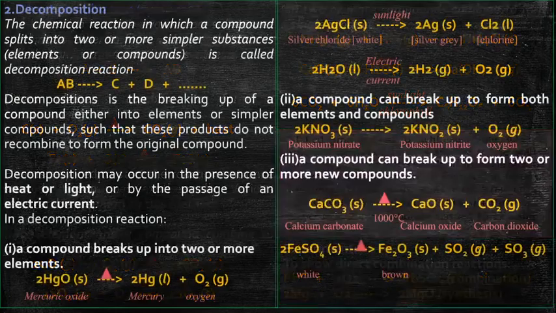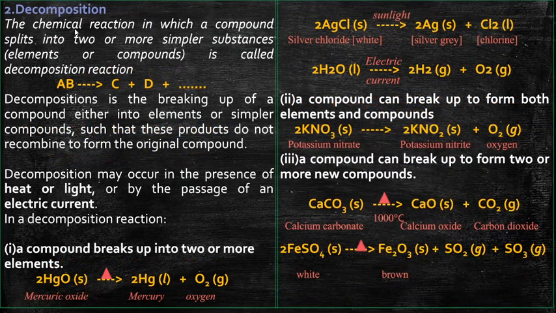Okay. Next one is the decomposition type of reaction. So what is the decomposition reaction? The chemical reaction in which a compound splits into two or more simpler substances, that is the elements or compounds, is called a decomposition reaction. So in the reaction, AB is a single reactant that undergoes reaction to form C plus D plus some more elements also, which means it may decompose to form only two products or more than two products.